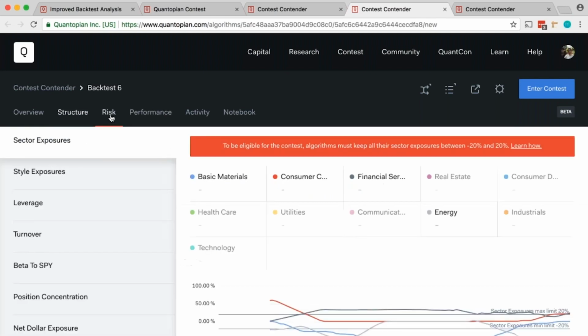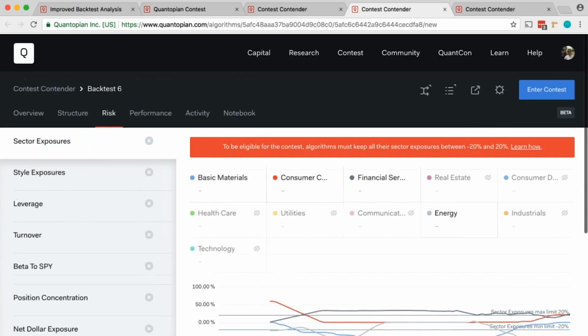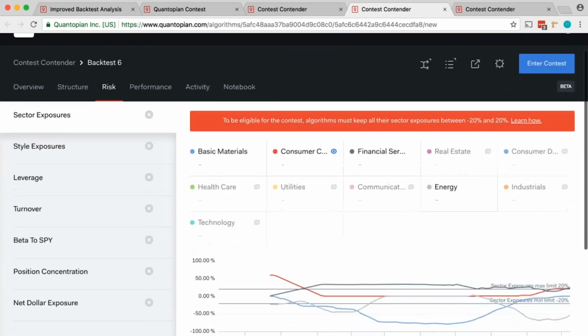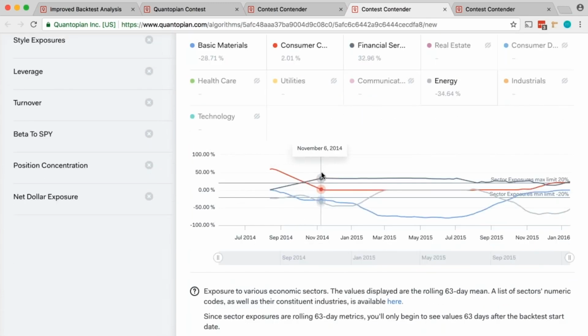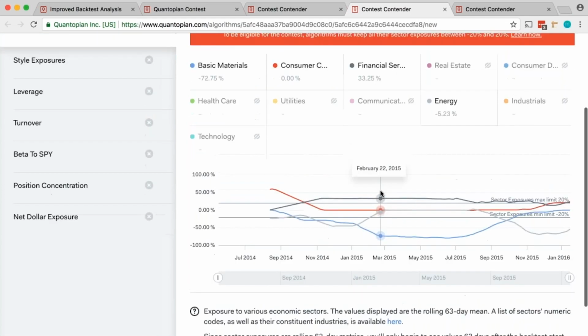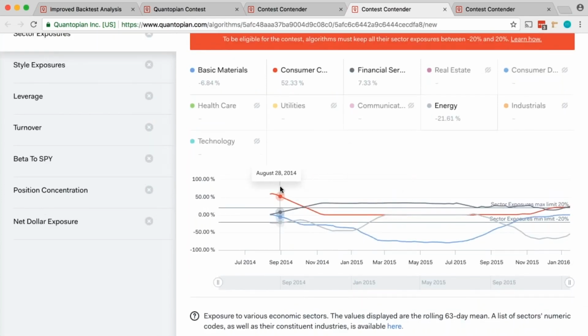And then if we hop over to risk, we can see just a lot of X's. It seems like there are many criteria that I'm not meeting. So taking a look at my sector exposures, it seems like I'm over the max limit for financial services, and I am over the max short limit for basic materials and for energy. So it looks like I have too much exposure to certain sectors. Some of them seem to be within the criteria, but others are just a little higher than I would like.